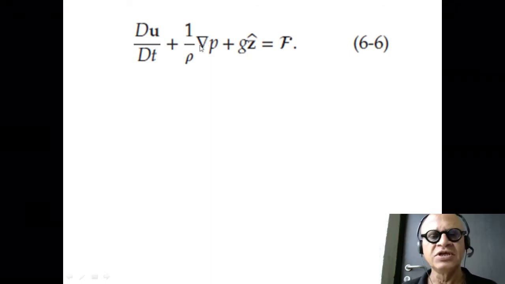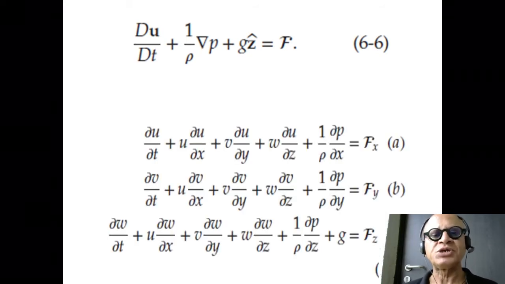equals F, where we have taken F now as friction because the forces have been pulled on this side. This is typically how you write equations of motion in the climate business.